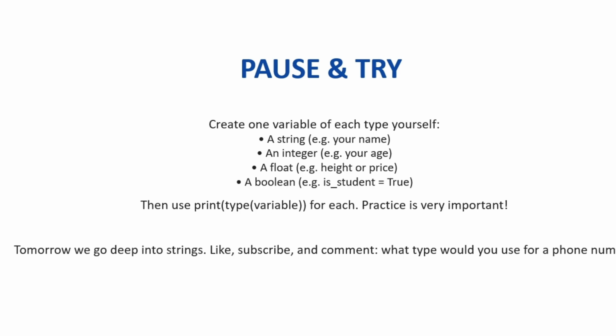Now in tomorrow's lecture, we'll see in detail how these string data types are used and which different functions are associated with strings in Python, which you can use directly to perform operations on strings. Now create one variable of each type yourself. Let's say for example a string, your name; integer, your age; float, your height or a price; and a Boolean variable is student equal to True. Then use print type of variable for each. Practice is very important. Don't miss this. Don't miss the coding practice every day.